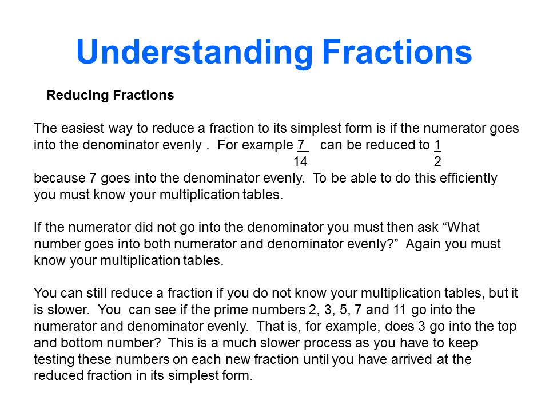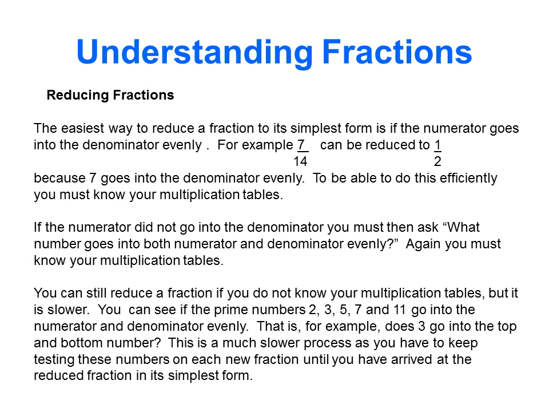To be able to do this efficiently, you must know your multiplication tables. If the numerator, the top number, did not go into the denominator, the bottom number, you must then ask, what number goes into both numerator and denominator evenly? Again, you must know your multiplication tables. You can still reduce a fraction if you do not know your multiplication tables, but it is a slower process.